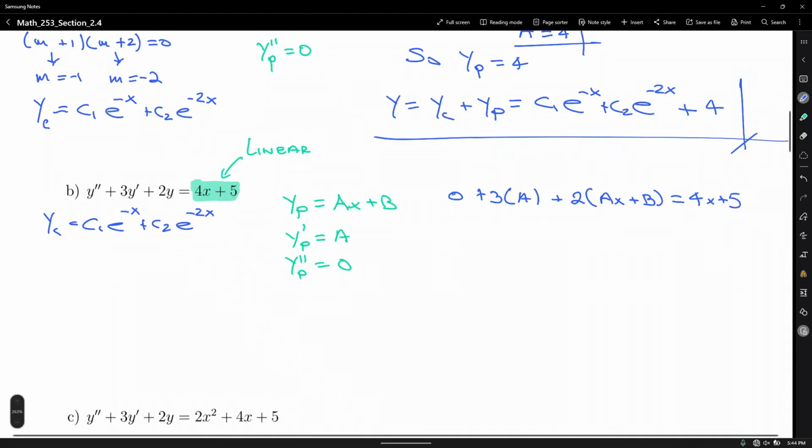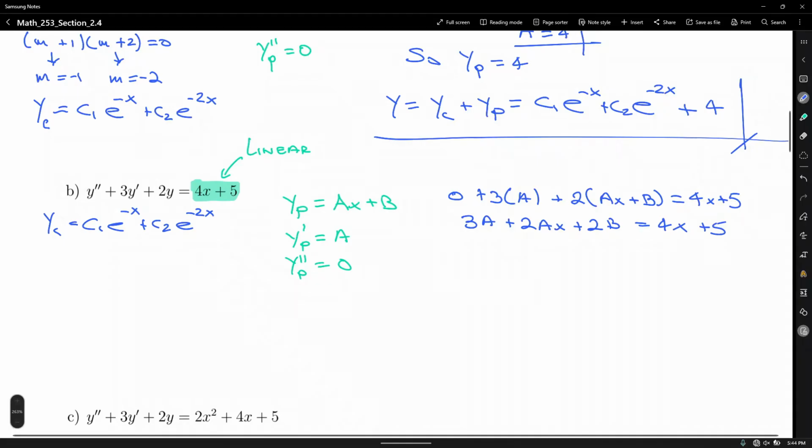Okay, let's work our way through the left-hand side of the equation, simplify, combine, etc. So this is simply 3a plus 2ax plus 2b equals 4x plus 5. All right, guys, here is where we need to put terms together.